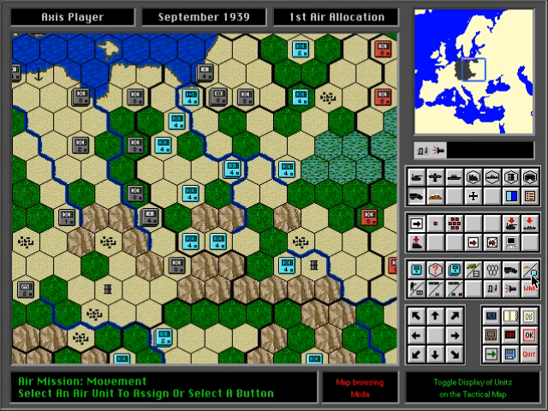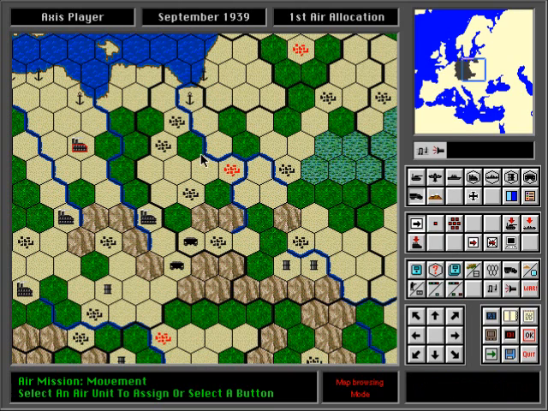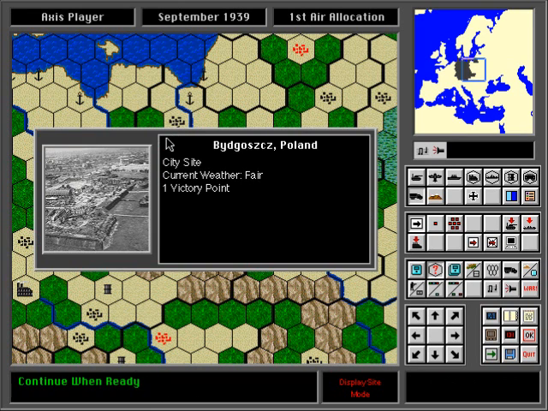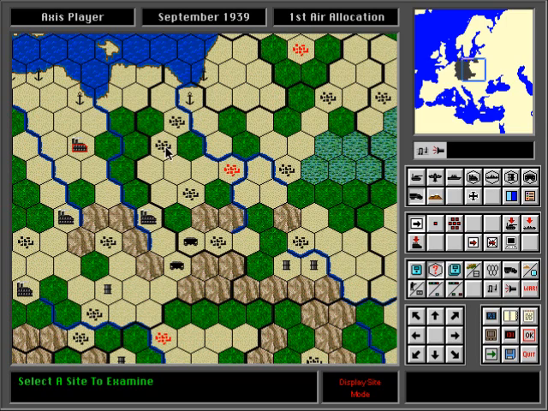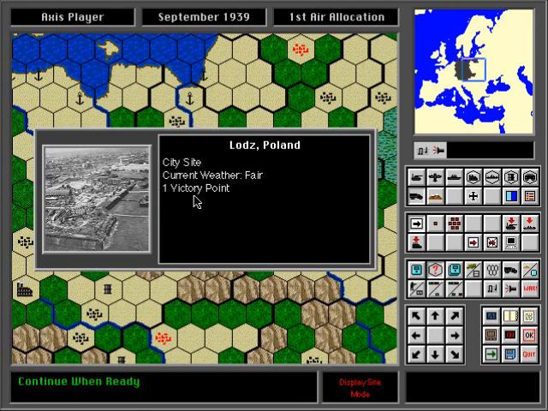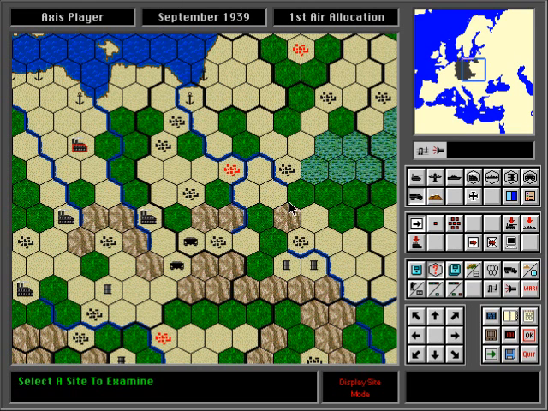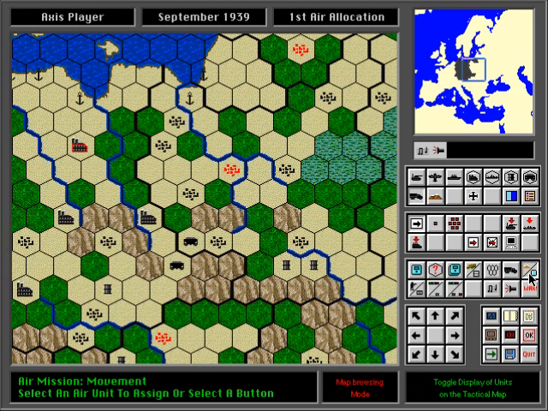Now, in order to capture the country, there is no need to occupy every single Polish city. If you occupy a certain number of cities plus the capital, you'll win the war and the country will surrender. So for our purposes, we are going to try to take Danzig, which was the alleged reason for the war to begin with. I don't know how to pronounce that one. Poznan, Lodz, Warsaw, which is the capital of Poland, Krakow, and then Polish Silesia, which is a nice mineral site.